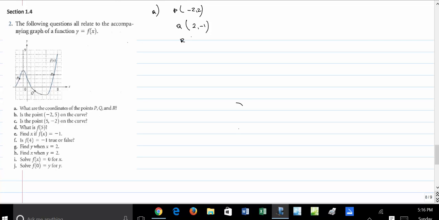And R would be 7 and 3. R here, this is 7, and this is your origin, and 3. This point is 7, 3. All right. Part B, is the point 2, 5 on the curve? So x equals 2, y is equal to 5. 1, 2, 3, 4, 5, it is not on the curve. So the answer for this is no.